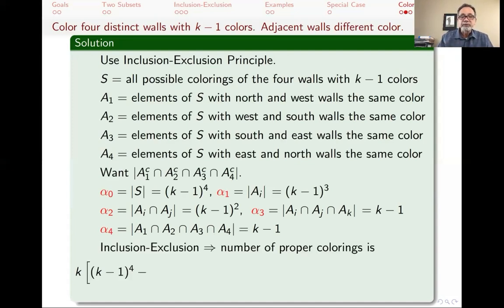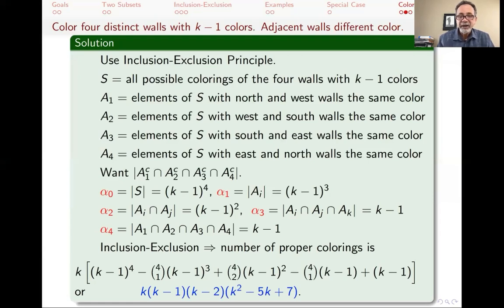But now we start using inclusion-exclusion to find out how many ways you can color the 4 walls using K minus 1 colors and our condition that adjacent walls don't have the same color. We start with the ambient space, K minus 1 to the 4th, that's alpha 0, but then minus 4 choose 1 times K minus 1 cubed. Again, this is because all of the subsets have the same size, and then plus 4 choose 2, K minus 1 squared, minus 4 choose 1, K minus 1, and plus K minus 1. And if you multiply this out and then factor it, you will get K times K minus 1 times K minus 2 times K squared minus 5K plus 7.